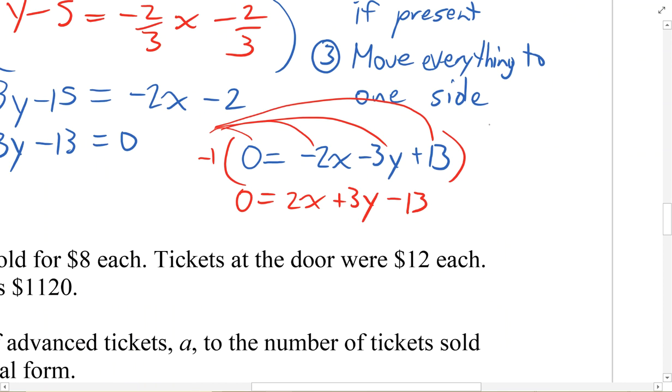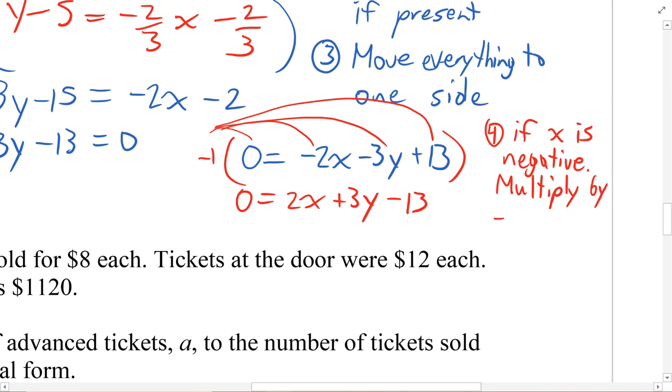So if x is negative, multiply by a -1. And then what happens is your signs change. Okay, in our next unit, we're going to be doing that a lot where we have to change the appearance just to make it what we want it to be. Just a little algebra trick that you use quite a bit. Any questions?